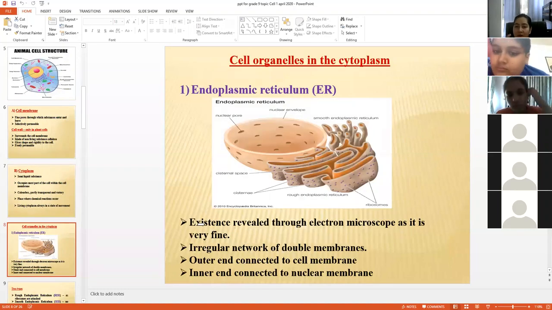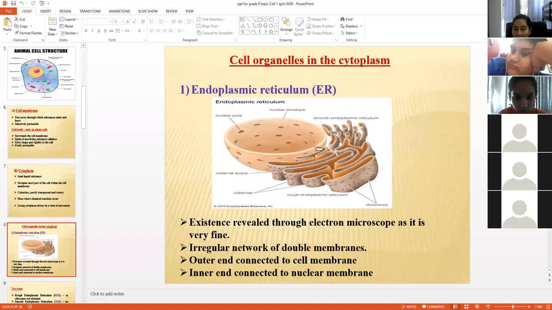Now we come to the organelles which are present in the cytoplasm. So the first organelle here is the endoplasmic reticulum. Now, children, can you see a circle here? Yes? Yes, ma'am. It's nothing but the nucleus. Now, where is the endoplasmic reticulum present? The endoplasmic reticulum is present in the cytoplasm.